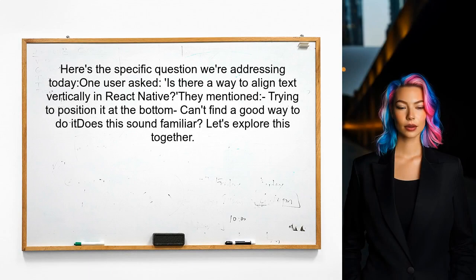Here's the specific question we're addressing today. One user asked, "Is there a way to align text vertically in React Native? I'm trying to position it at the bottom, but I can't find a good way to do it." Does this sound familiar? Let's explore this together.